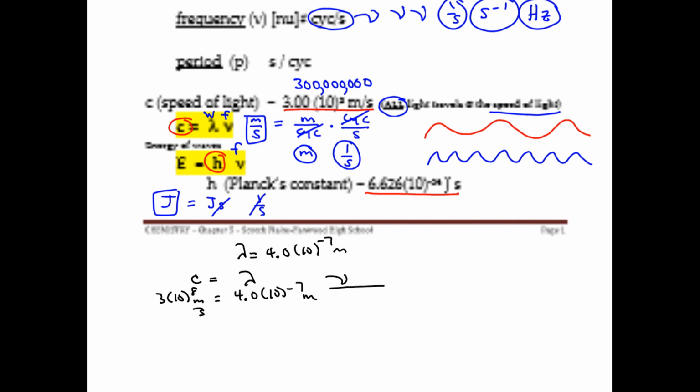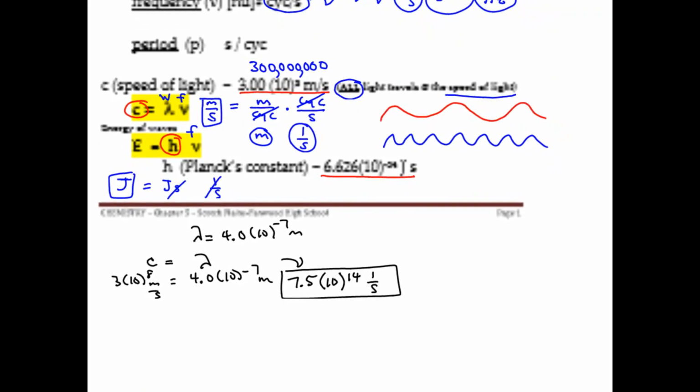And then when I divide, I have to divide the 3 number by the 4 number. So 3 times 10 to the 8th divided by 4 times 10 to the minus 7th is going to give me 7.5, just 2 sig figs. 7.5 times 10 to the 14th is going to be the frequency. That's 1 over seconds.